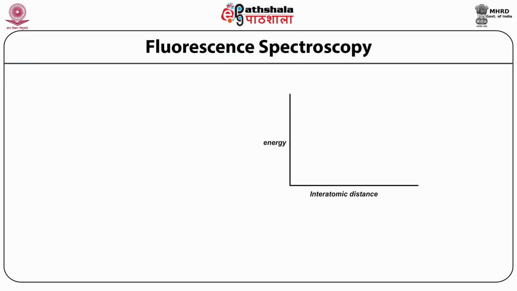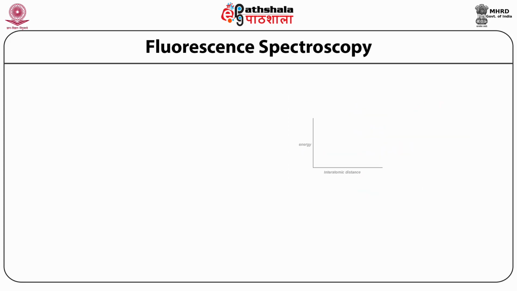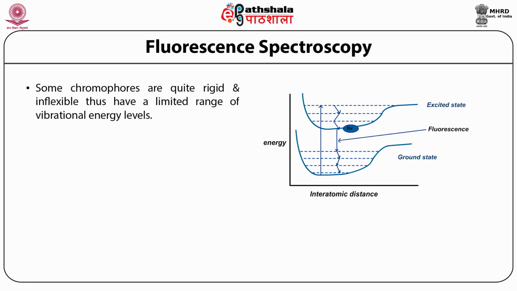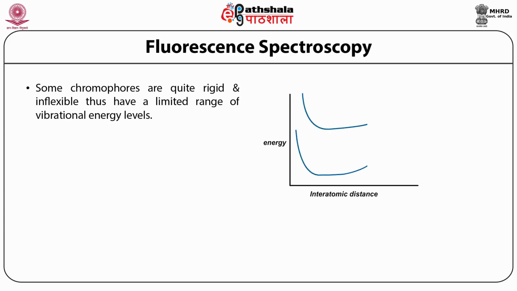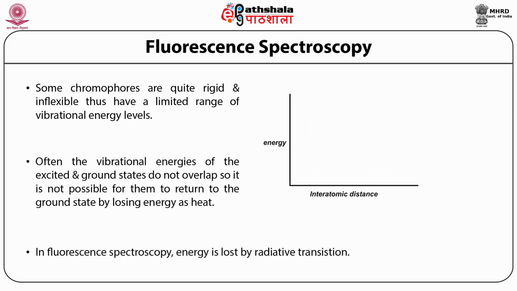We show you how fluorescence occurs. Simply, you can see here the electrons are at the ground state. After absorbing a certain amount of energy at their excitation wavelength, the electrons come to the excited state, then come back to the ground state by releasing a certain amount of energy, which is observed in the form of fluorescence. Some chromophores are quite rigid and not flexible, and thus have a limited range of vibrational levels, and often the vibrational energies of the excited and ground states do not overlap, so it is not possible for them to return to the ground state by losing energy as heat. In fluorescence spectroscopy, the energy is lost by a radiative transition.